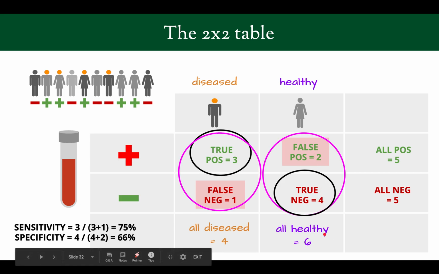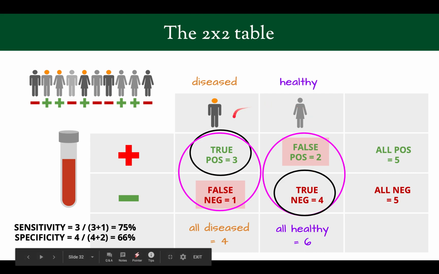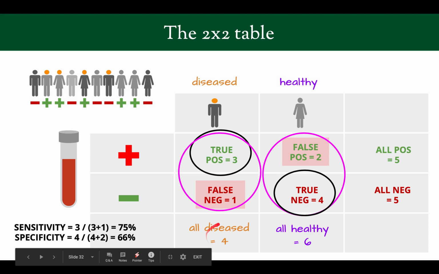Okay, let's take a look now at sensitivity and specificity. And remember, for these, I like to think of these as going down in the columns. All right, so sensitivity, let's look at that first. So we're saying of all the people with the disease, how many of them had a positive test? Of all the people with a disease, that's 4. How many had a positive test? That's 3. So 3 over 4 equals 75%.